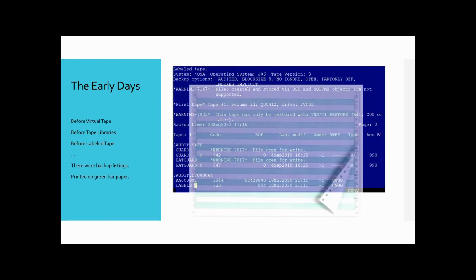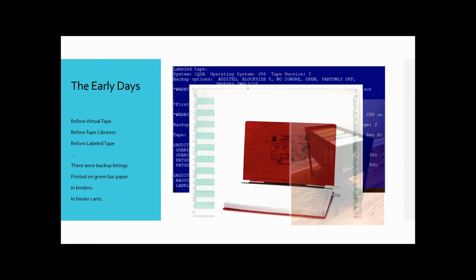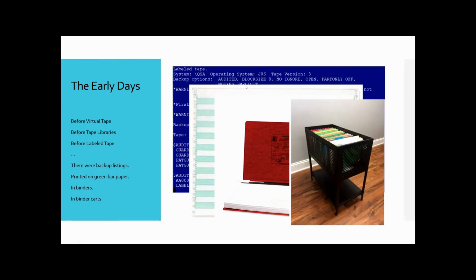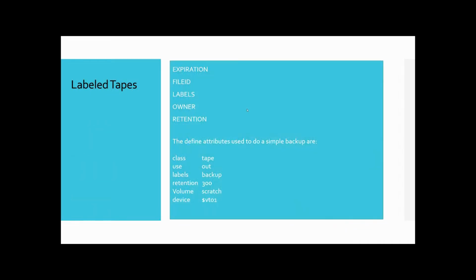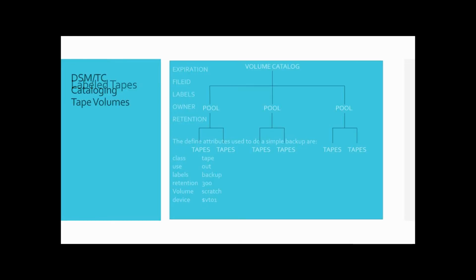Back in the early days, when I started, before virtual tape, before tape libraries, and before labeled tape, the backup catalog was backup listings, printed on green bar paper, in binders, and in binder carts. The tapes were cataloged on tape racks. Not very secure. Then we got labeled tapes, which allowed us to put the expiration and other fields on the tape itself using a tape catalog when you ran your backups. So after labeled tapes, we started getting backup catalogs.